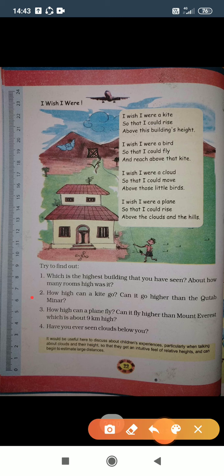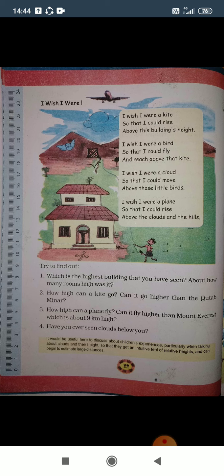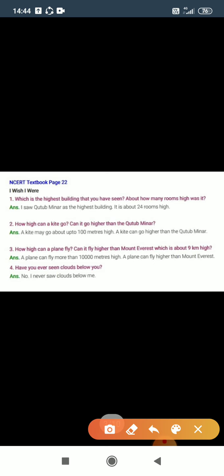Let's see question number 2. How high can a kite go? Can it go higher than the Qutub Minar? So, a kite may go up to about 100 meters high. A kite can go higher than the Qutub Minar. That means yes, a kite can go higher than the Qutub Minar.